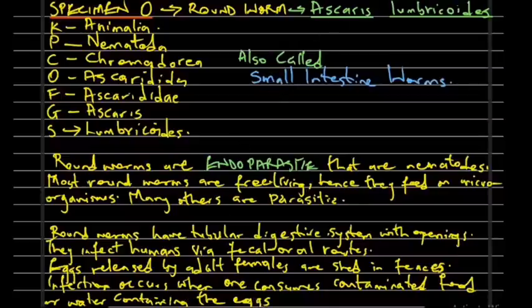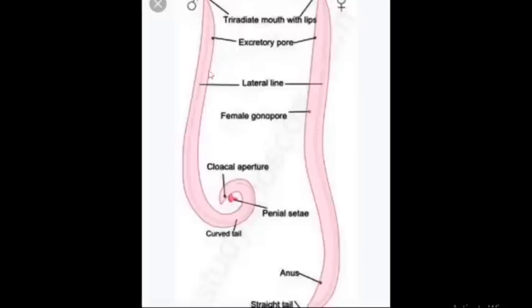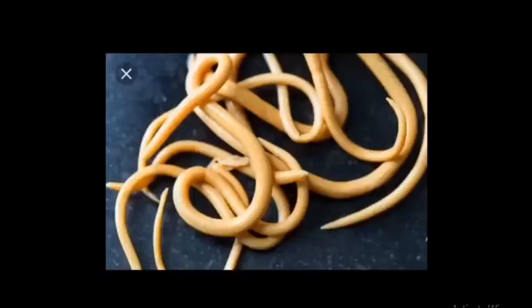So that is about the roundworm, and we have this as a picture of it. You can see this is the male species, while this one here is a female. That is what the roundworm looks like.